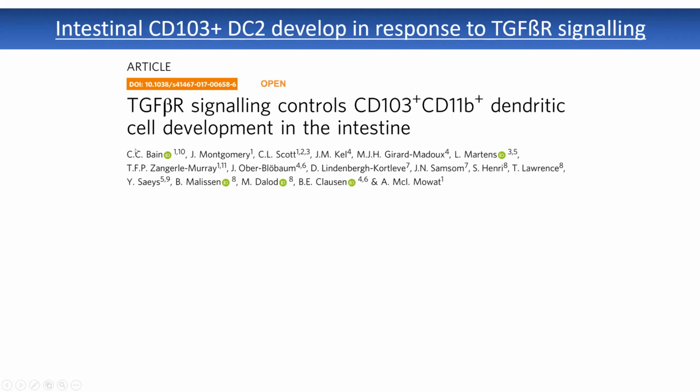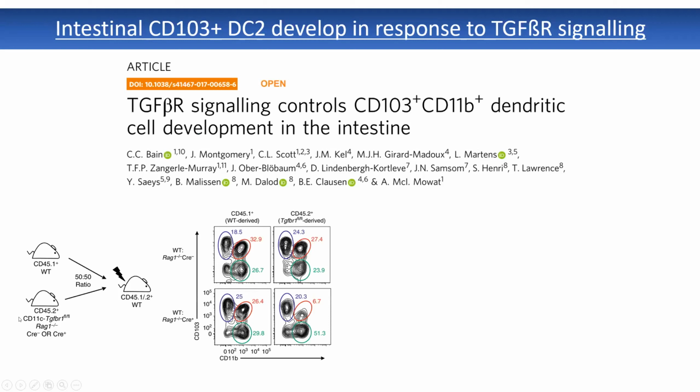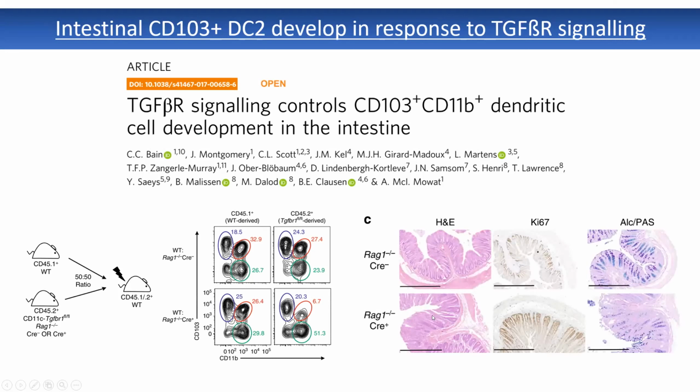Now, previous work from a neighboring lab in Scotland, where I did my PhD under the leadership of Alan Mowat, had already studied the CD103 positive DC2s within the intestine and found through elegant mixed chimeric experiments that this population of CD103 positive CD11b double positive DC2s within the intestine was dependent on TGF-beta receptor signaling for their development, and that in the absence of this population, you could observe mild colitis irrespective of the T regulatory cells, clearly already defining that local signals such as TGF-beta signaling play an important role for the development of this population in the intestine.